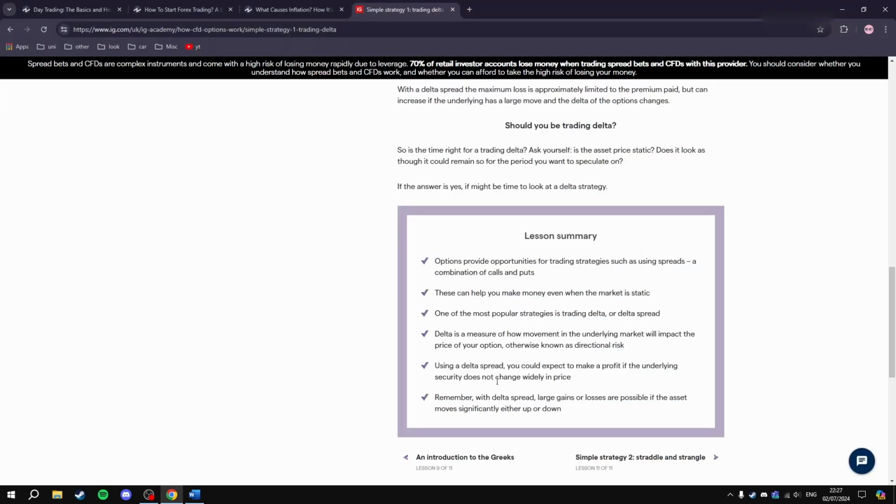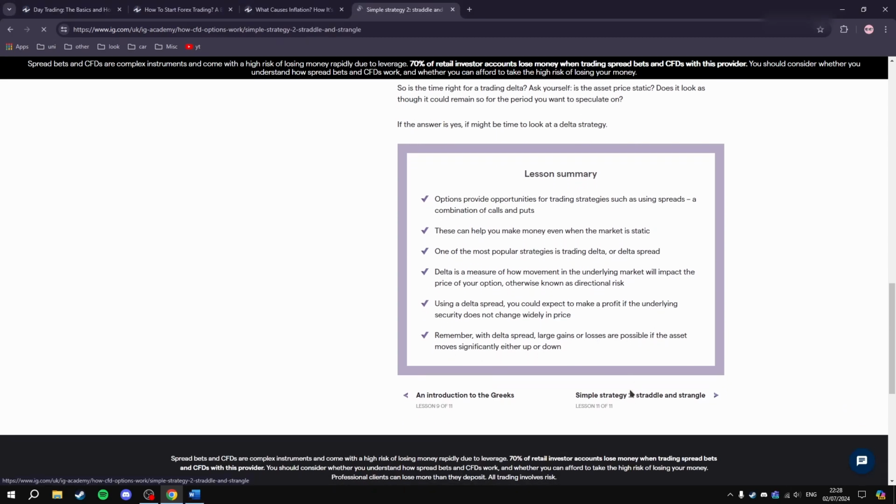Options provide opportunities for trading strategies such as using spreads, a combination of calls and puts. These can help you make money even when the market is static. One of the most popular strategies is trading delta or delta spreads. Delta is a measure of how movement in the underlying market will impact the price of your option, otherwise known as directional risk. Using a delta spread, you could expect to make a profit if the underlying security does not change widely in price. And remember, with delta spreads, large gains or losses are possible if the underlying asset moves significantly either up or down.